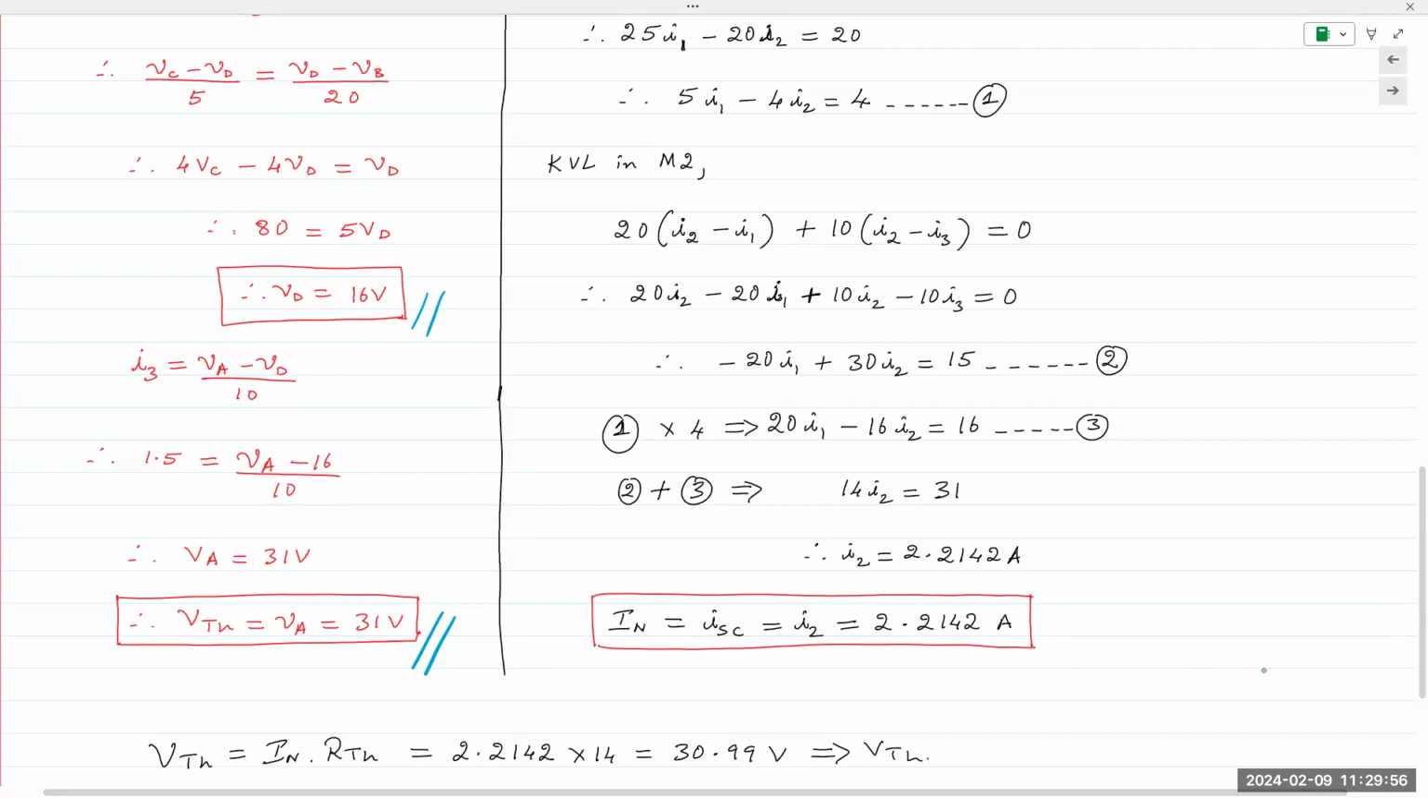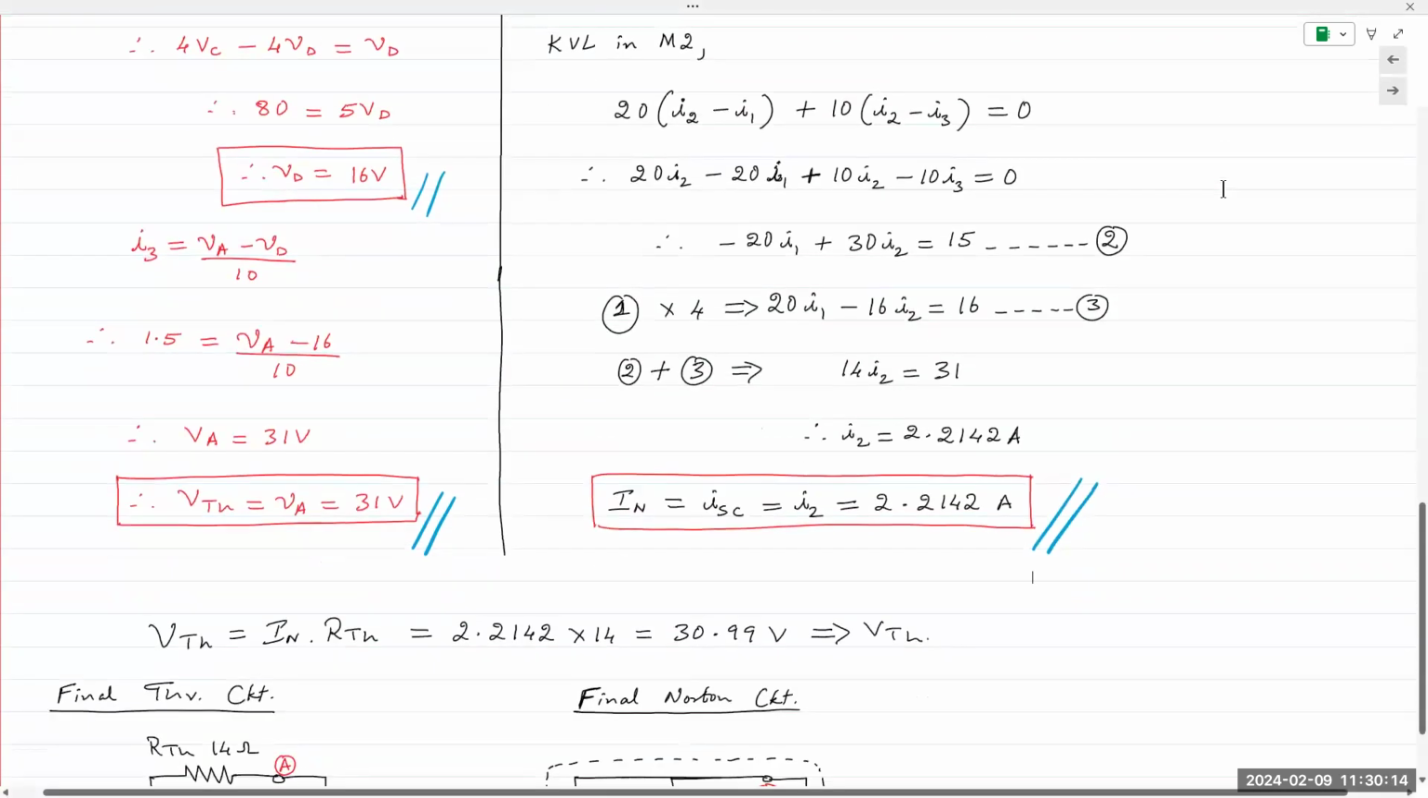Anyway, so we solved this and we obtained ISC, or short circuit current, or Norton current, as 2.2142. All right, 2.2142. And then, of course, we apply Ohm's law to verify our answers.